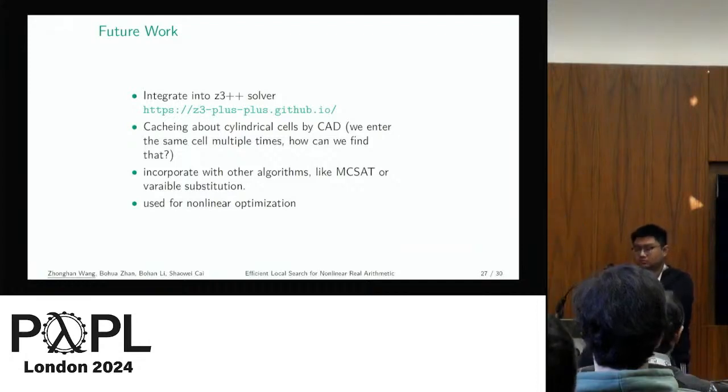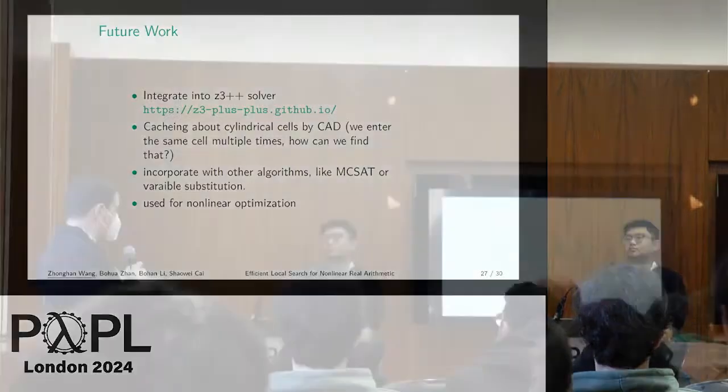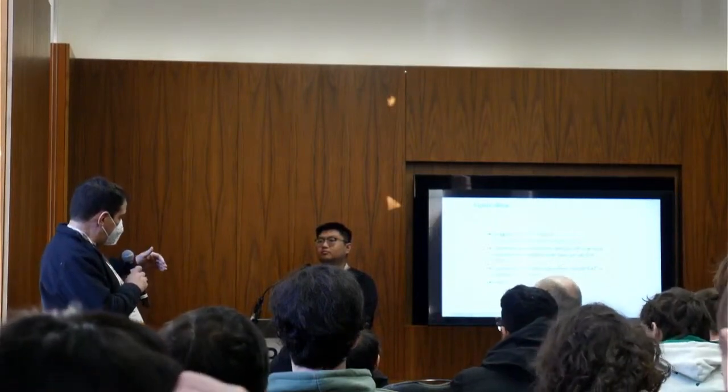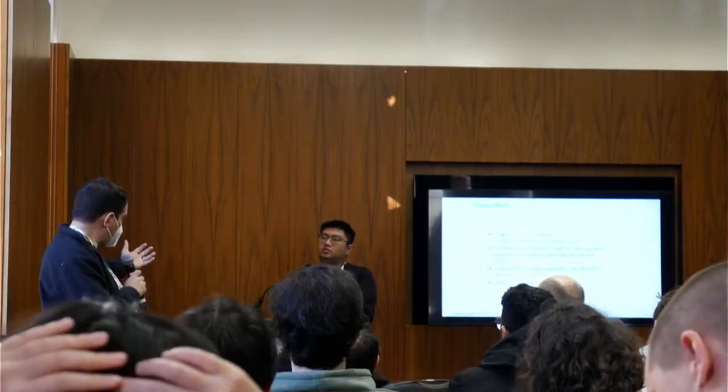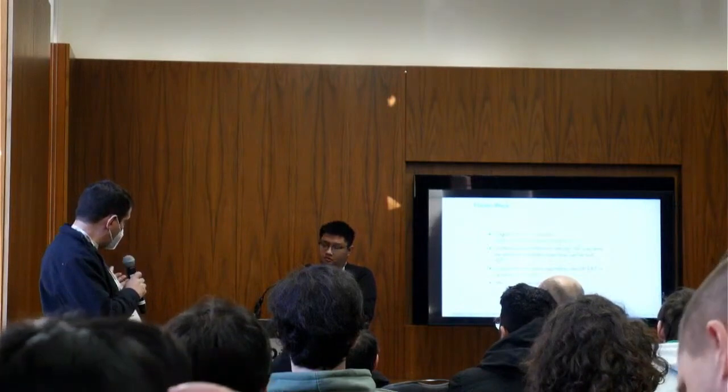Any other question? I do have a question. In order to better understand your algorithm, for instance, what would happen if you were to run your algorithm on a conjunction of linear equalities? Would it degrade to behaving like a variant of simplex, or would it do something else?